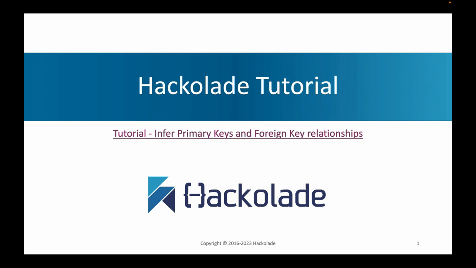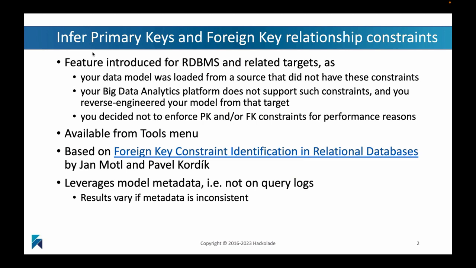In this episode, we're going to be talking to you about how you can use Hackolate to infer primary keys and foreign key relationships in data models that do not necessarily already have that information in them. This can be really useful, because not always are these types of keys and relationships constraints present. Sometimes you just happen to have loaded the data model from a source that did not have these constraints. Or sometimes the source, the big data analytics platform, for example, like Synapse or Snowflake or whatever it might be, does not necessarily support such constraints, and you therefore reverse engineer your model from that target without those constraints.